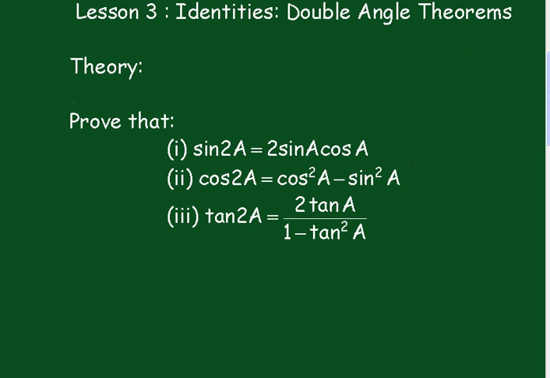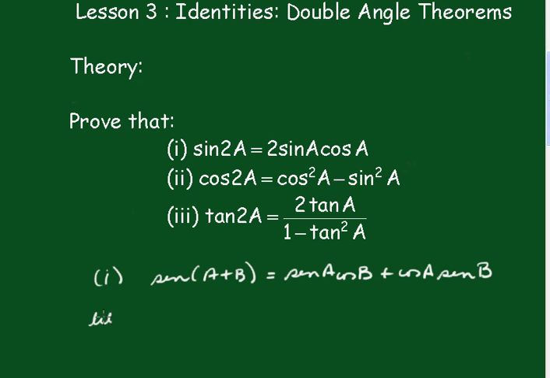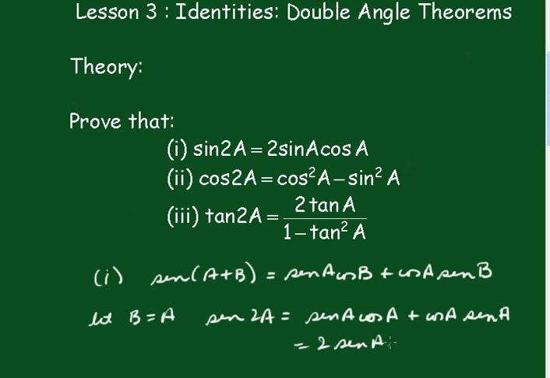So in the first one, number 1, we know that the sine of A plus B is equal to the sine of A, the cos of B, plus the cos of A times the sine of B. Now what we'll do here, we'll just let B equal A. So now we have the sine of A plus A, which is 2A, equals the sine of A, the cos of A, plus the cos of A, sine of A. And of course that's equal to 2 sine A cos A.